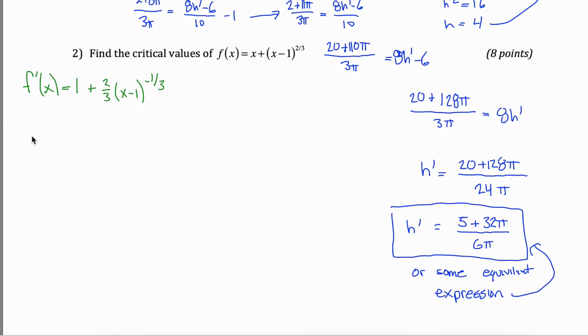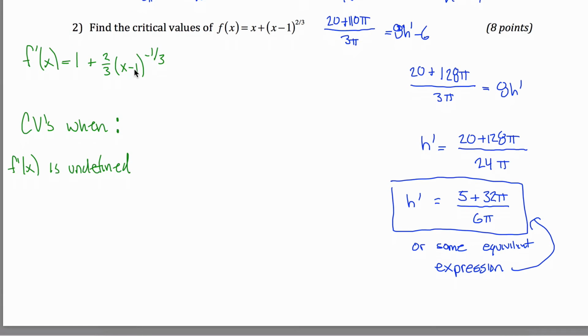And so for critical values, I get critical values when one of two things happen: when f prime of x is undefined. So that'll happen if I divide by 0. I'll divide by 0 if, so how about this? Let's rewrite this. This is 1 plus 2 divided by 3 times the cubed root of x minus 1. So if you write it like this, it's a little bit easier.